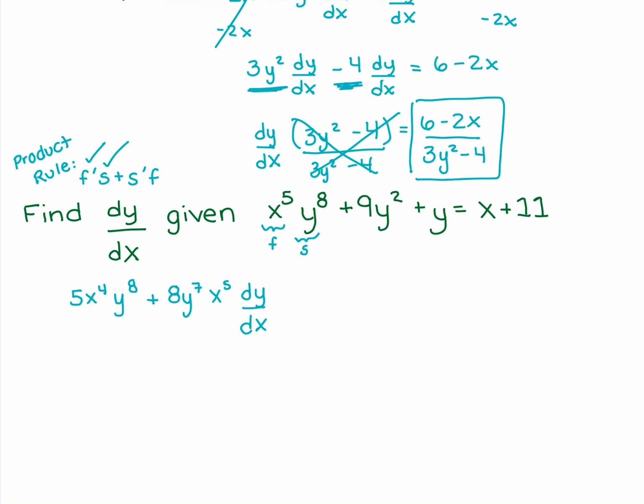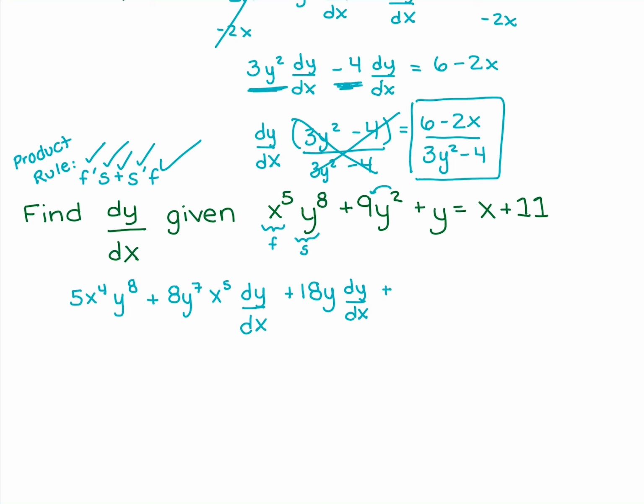So let's double check that product rule. We definitely did the derivative of the first. x to the 5th is 5x to the 4th times the original second, y to the 8th. Then we did the plus symbol. We did the derivative of the second factor, 8y to the 7th dy dx, times the original first, x to the 5th. Next piece, we want the derivative of 9y squared. 9 times 2 is going to give us 18y, and we took the derivative of y with respect to x.